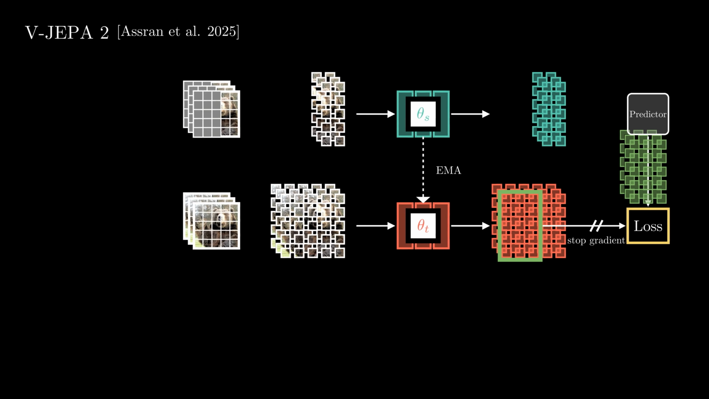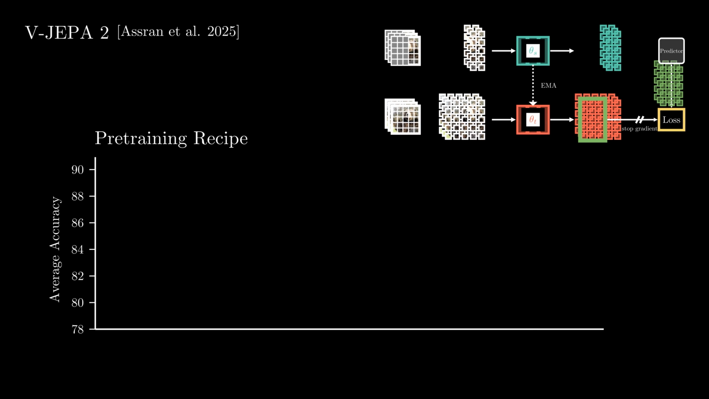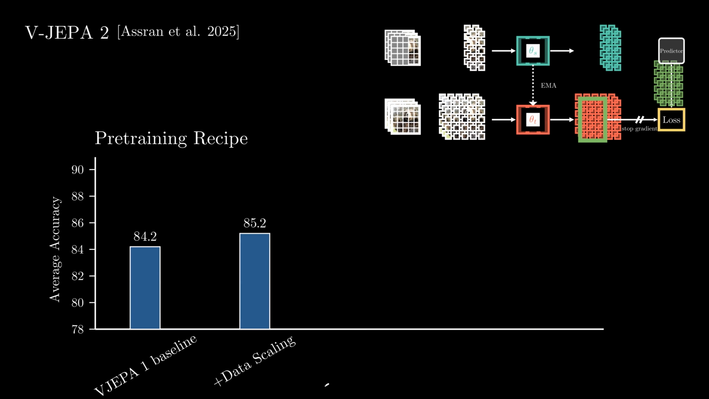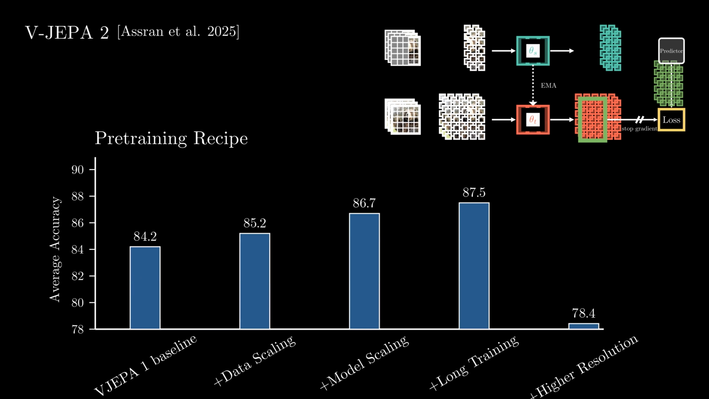In V-JEPA 2, the authors explore an effective pre-training recipe for scaling up the model. Here, the y-axis shows the average accuracy. Starting with the original V-JEPA recipe, they scale up the video data, model size, training time, and spatial resolution.